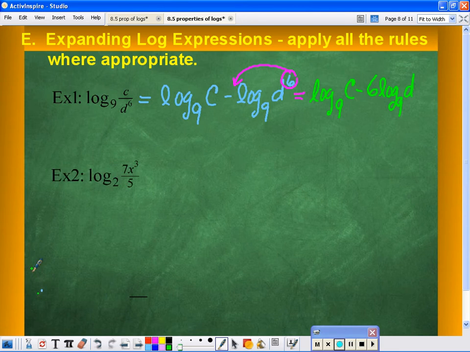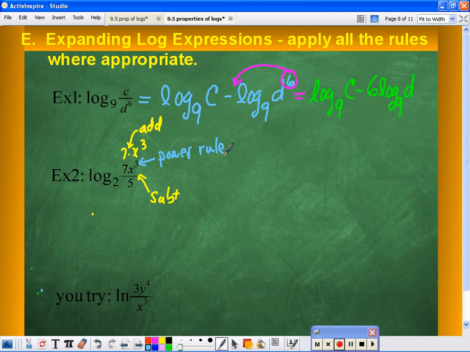Log base 2 of 7x cubed divided by 5. Alright, pretty much the same as the other one, except you do have 7 times that x right there. You have 7 times the x to the 3rd, so it looks like you're going to incorporate some addition here. And then you've got that division sign, which means you're probably going to incorporate some subtraction. And you also have that 3, which means you're going to be using the power rule.